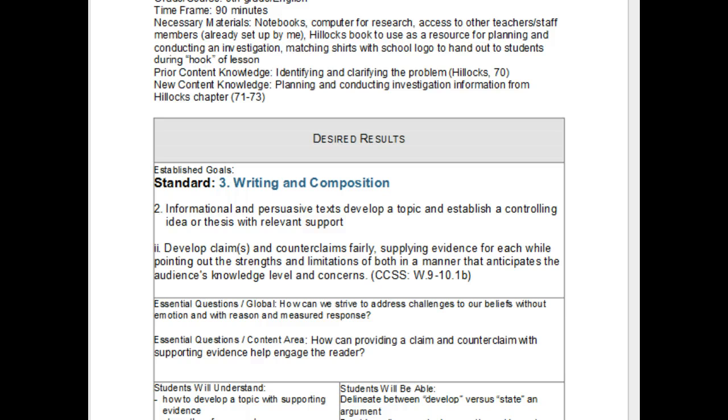I think that there are a few components missing in the alignment of this lesson plan. Let me show you what I'm talking about. So I see that you've already talked about identifying and clarifying a problem. So then we're going to look at planning and conducting an investigation.